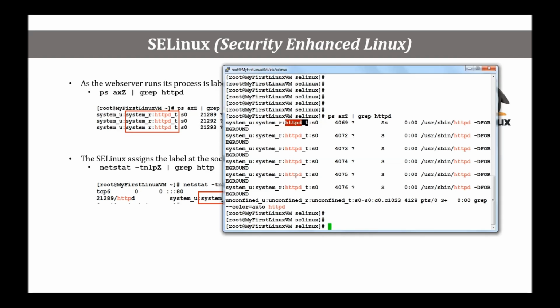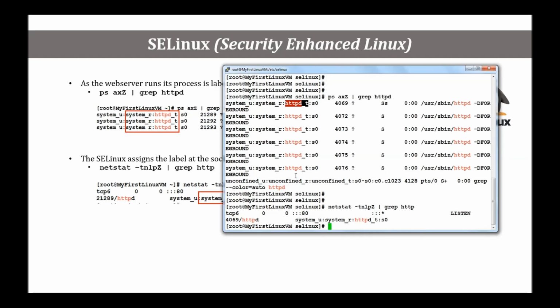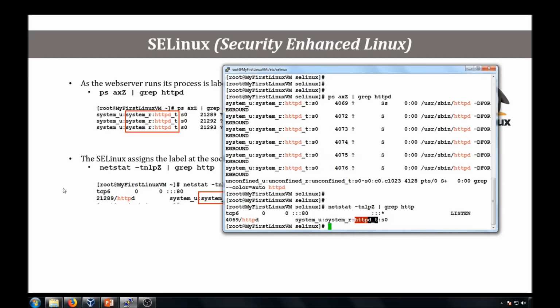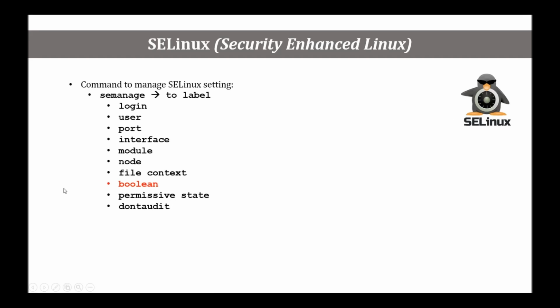Alright, now let's look at the socket. netstat -tnlpZ and grep for http. And again, the socket has the same label and the type to it, and this is the type. Alright, so now we talked about how to check the SELinux labels of every file, directory, program and socket. So let's move on and talk about the commands to manage SELinux settings.